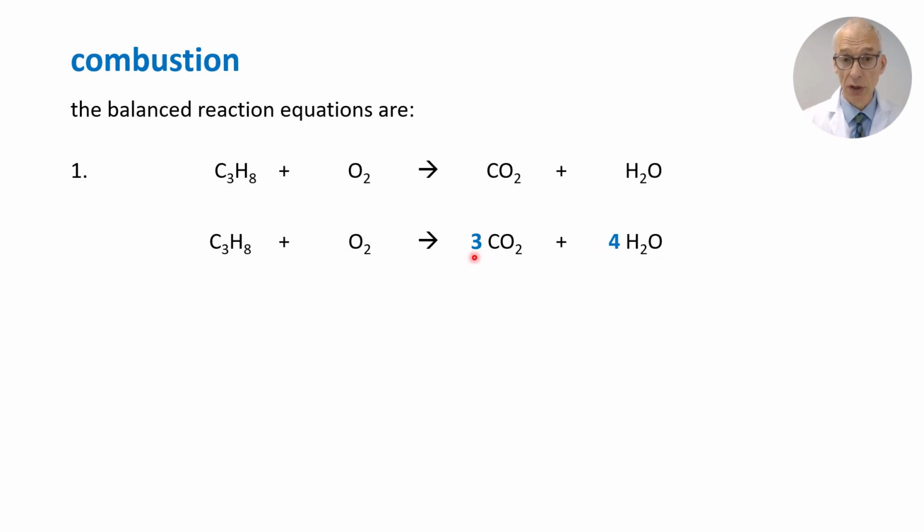Now we need to balance for oxygen. We've got 3 CO2, that's 6 oxygen atoms, and another 4 oxygens makes 10 atoms on the right-hand side. So we need 5 O2 molecules. Each oxygen molecule has 2 atoms, therefore 5 times 2 is 10. We are now balanced: 10 oxygens on the left, 10 oxygens on the right.